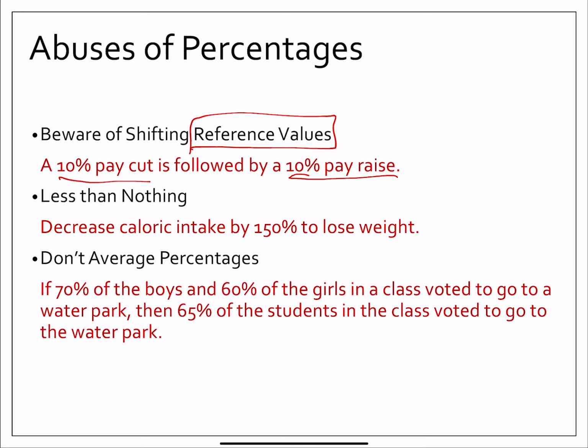If there are 100 boys and 1,000 girls, 70% of the boys is 70 people, and 60% of the girls is 600 people. But 60% makes it sound like it's less than 70%, but you can see that 60% of a bigger number would be more than 70% of a smaller number. So this is why we can't average percentages. So we want to be really, really careful of that. So these are some abuses of percentages, and it's kind of like our quick overview of percentages and how we can work with percentages. And yeah, that is it for this.